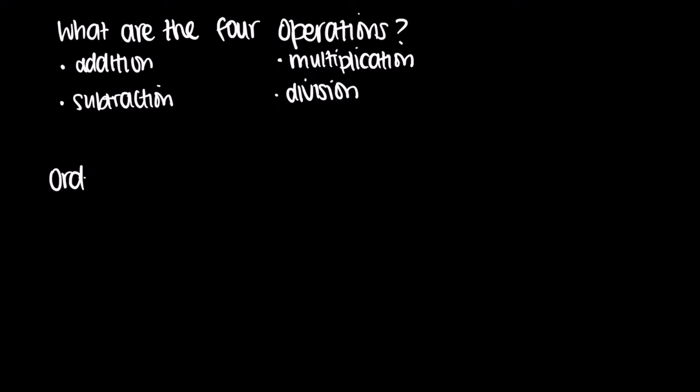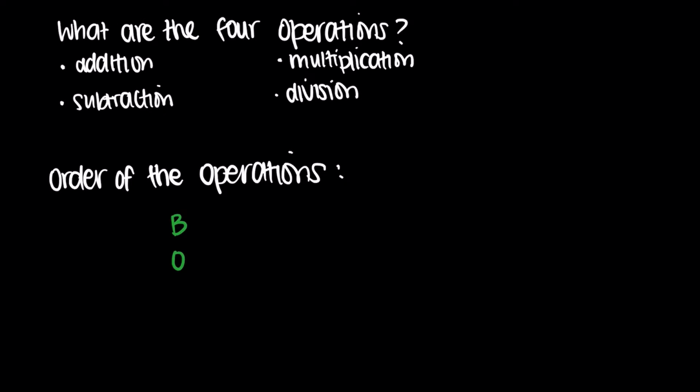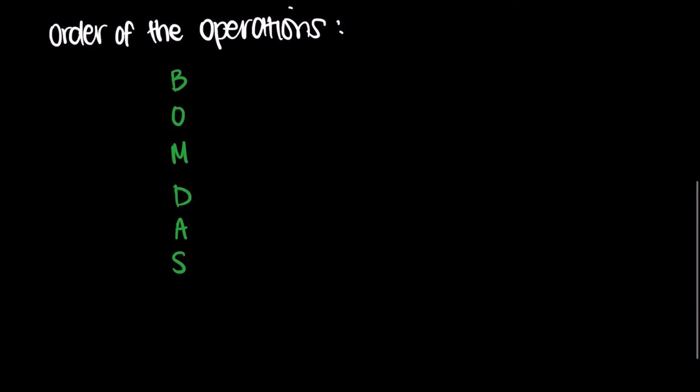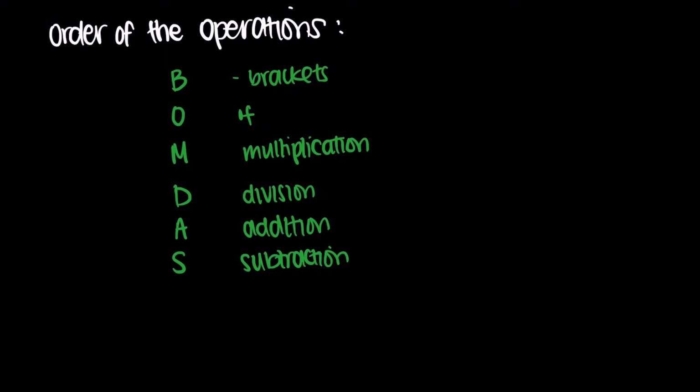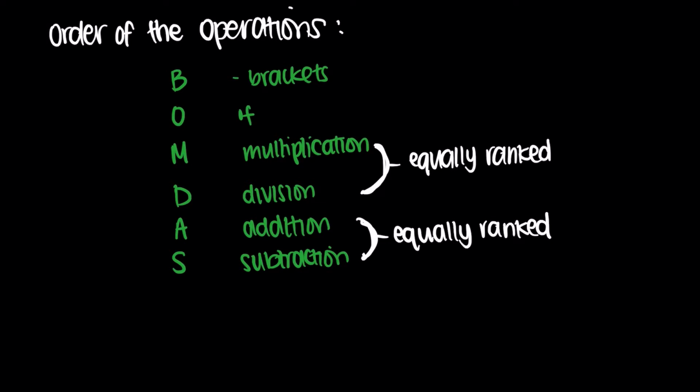And what is the order in which these operations are performed? To determine this, we have a set of rules called BODMAS. And this is an acronym that means brackets, of, multiplication, division, addition, and subtraction, where multiplication and division are equally ranked and addition and subtraction are equally ranked. So basically we do these in order with brackets first, multiplication and division, as I mentioned before, are equally ranked, and then addition and subtraction last, which are equally ranked.